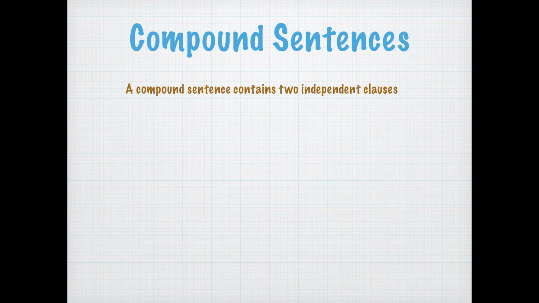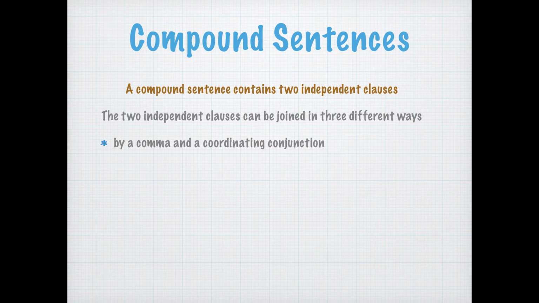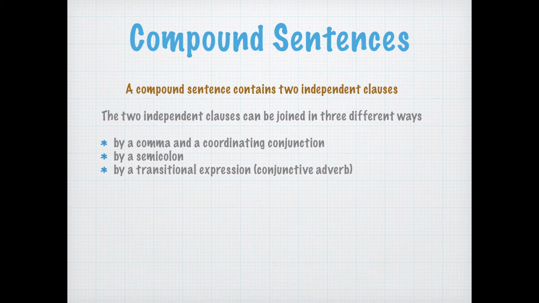A compound sentence contains two independent clauses. Okay, this is our second sentence type. We're still just talking about an independent clause. Eventually we're going to move on to dependent, but not yet. The two independent clauses can be joined in three different ways. The first and the most common and most important that I want you to grasp is by a comma and a coordinating conjunction, but also by a semicolon, and sometimes by a transitional expression also known as a conjunctive adverb.